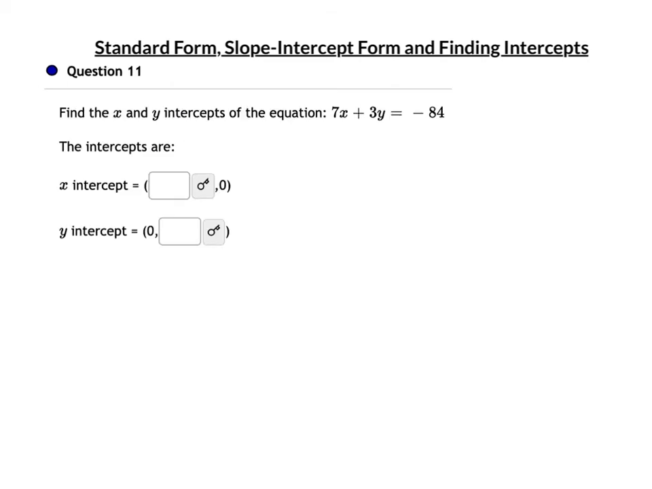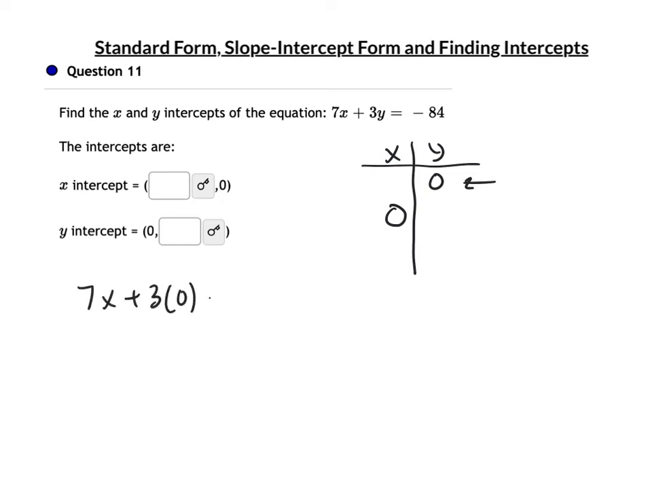One of the best uses of standard form is to find intercepts. If we're looking for the x-intercept, we know that y is 0. If we're looking for the y-intercept, we know that x is 0. So we can take our equation and plug in 0 for y. That's 7x plus 3 times 0 equals negative 84. 7x equals negative 84. Divide by 7, and 84 divided by 7 is 12. So this is x equals negative 12.